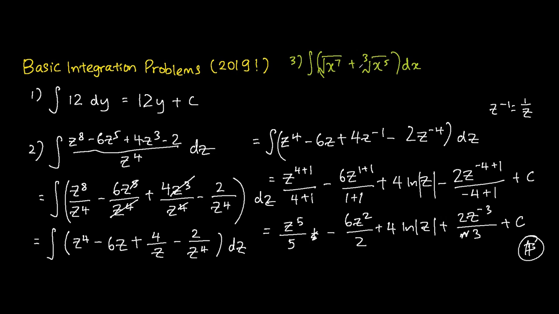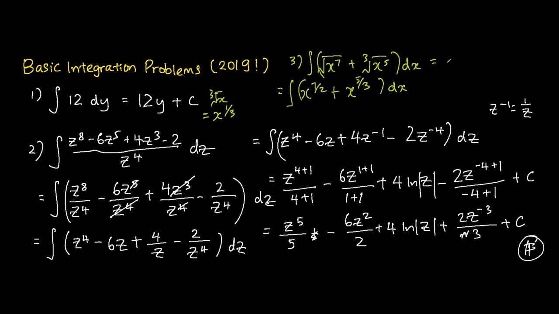First thing first, we convert all the surds into indices, so that will be x to the power 7 divided by 2, because it's a square root. Square root means to the power of half. So in the end, you'll get x to the power 7 over 2, plus, for this term, x to the power of 5 over 3, because cube root of x is equivalent to x to the power of 1/3. And this whole chunk is dx.